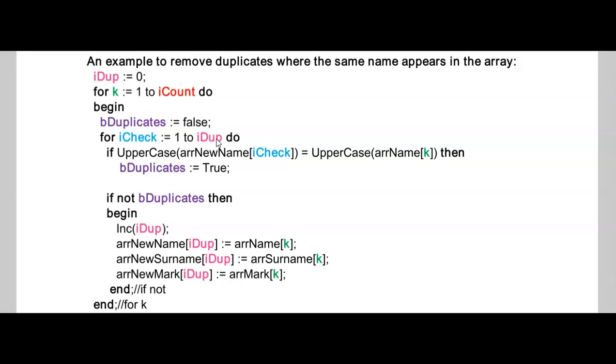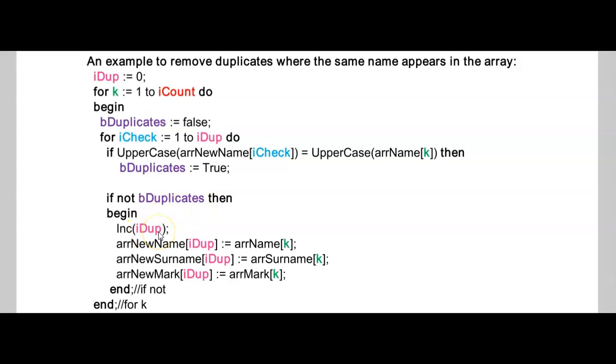Now iDup at this point, when the loop executes for the first time, is 0. So it's not actually going to execute, because a for loop can't go from 1 to a lower number. It has to go from 1 to a higher number. So when k is 1, all of this is actually not going to execute. So bDuplicates will still be false, and therefore I now have if not bDuplicates. So that means I have not found a duplicate.